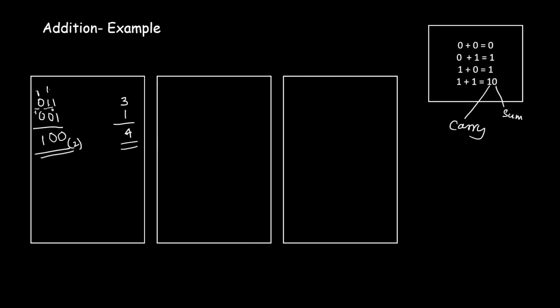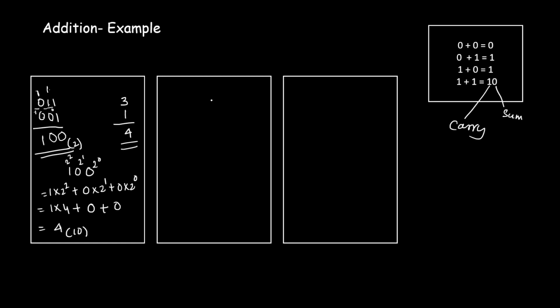Let's see whether this binary form is equivalent to this decimal form. How do you convert a binary number to its decimal? Multiply each bit with its weight and sum it up. So these are my weights. I'm starting from the least significant bit: 2 to the power 0, 2 to the power 1, 2 to the power 2. So I'll have 1 into 2 to the power 2 plus 0 into 2 to the power of 1 plus 0 into 2 to the power of 0. So you have 1 into 4 plus 0 into anything is 0 plus again 0 into anything is 0. So this is nothing but 4 to the base 10, which is your actual result here. 3 plus 1 is 4.